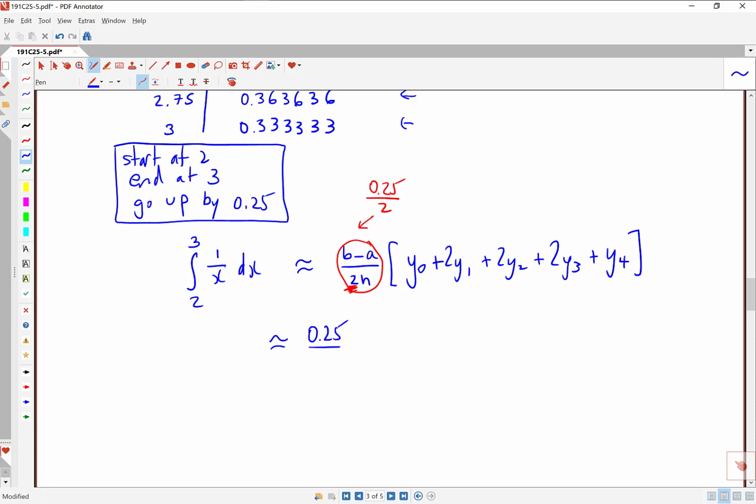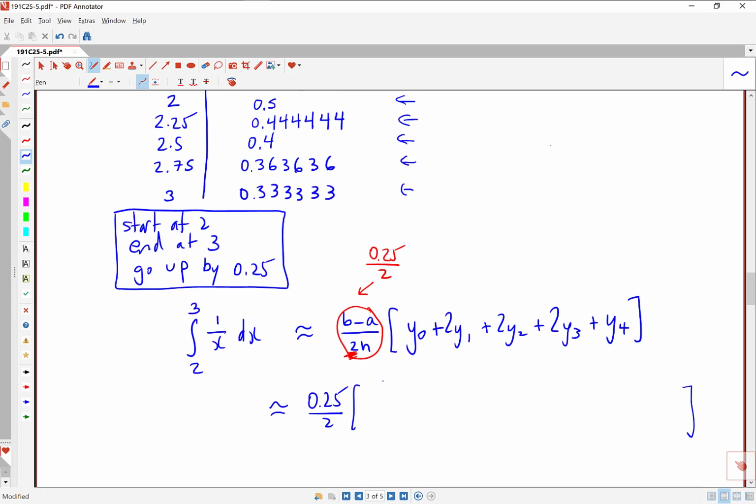So it's going to look like 0.25 over 2 times our brackets. I'm going to spell out all the details here just so we're clear, because this is our first time doing the problem. So we're going to have y0, which is 0.5. Then we're going to have plus 2 times, since all 3 of these middle terms are going to be multiplied by 2, I might just pull the 2 out like that. So we have to take 0.4 repeating plus 0.4 plus 0.36 repeating. So those are all getting multiplied by 2. And then the last one has coefficient 1.